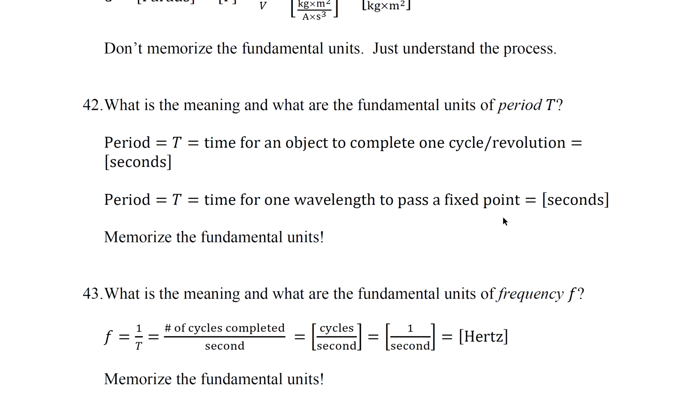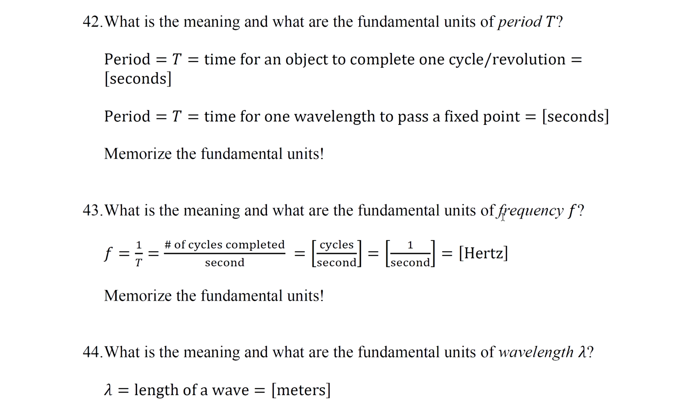Question 42, what is the meaning and what are the fundamental units of period T? So we're talking about waves here. Period is a time for an object to complete one cycle or revolution, has units of seconds. Or it's a time for one wavelength to pass a fixed point, has units of seconds.